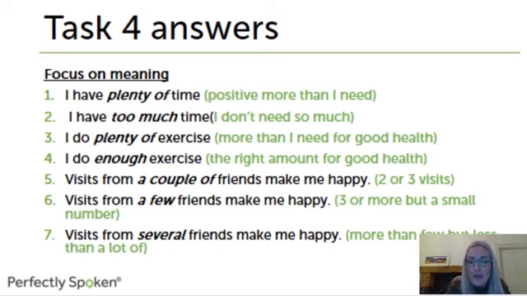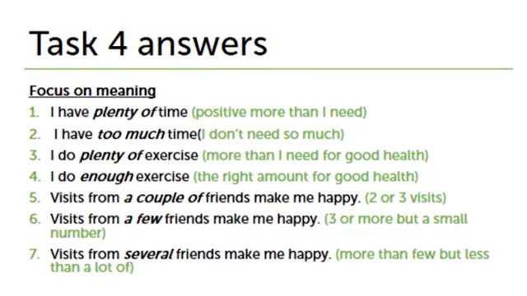Okay, I use a couple of to mean 2 or 3. A few, 3 or more, but still a small number. A few, 3, 4, 5. No more than that. And then several is more than a few, but less than a lot of. So say between 5 and 8 would be several, but it's not a large quantity. We're still talking about small quantities, but it's a larger number than a couple of or a few. Okay?